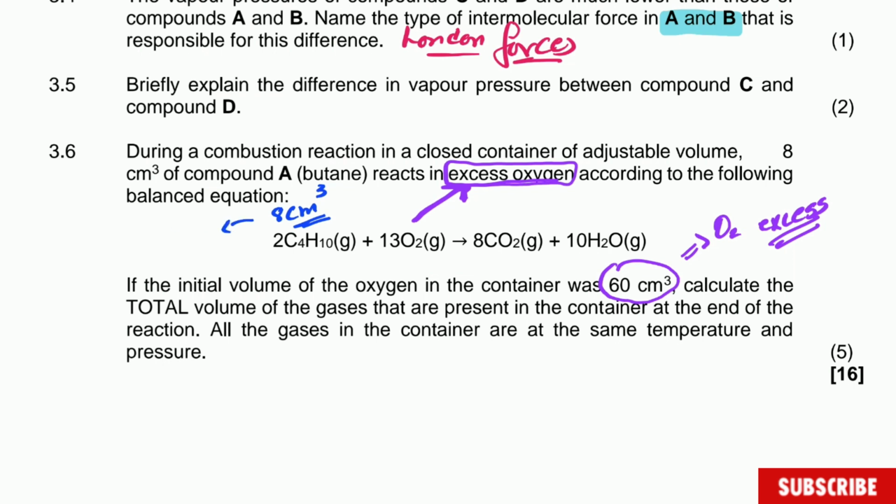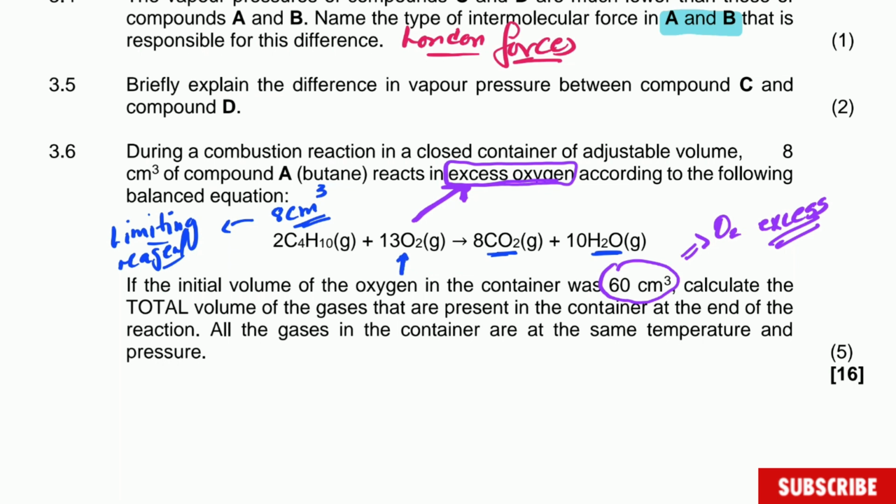So this one is the limiting reagent. At the end of the reaction, we have all the carbon dioxide, all the water, and what is left over from oxygen. Remember, you have too much oxygen.